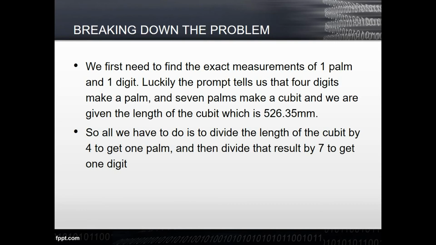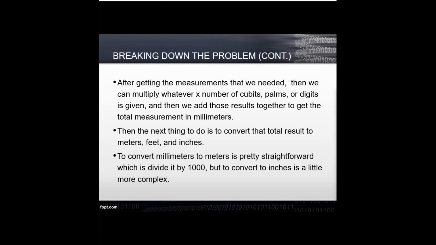Breaking down the problem. We first need to find the exact measurements of 1 palm and 1 digit. Luckily, the prompt tells us that 4 digits make a palm and 7 palms make a cubit, and we are given the length of the cubit, which is 526.35 millimeters. So all we have to do is divide the length of the cubit by 4 to get 1 palm, and then divide that result by 7 to get 1 digit. After getting the measurements that we needed, we can multiply whatever x number of cubits, palms, or digits is given, and then add those results together to get the total measurement in millimeters.